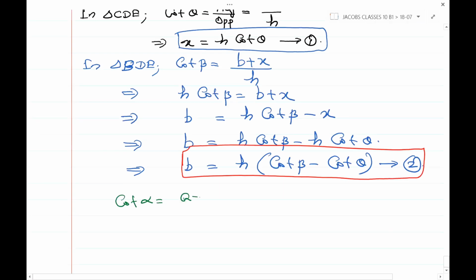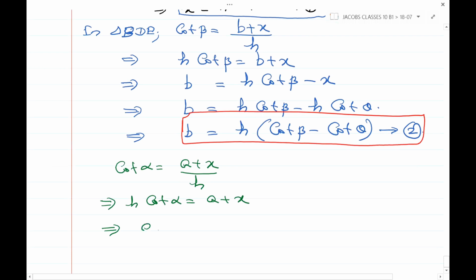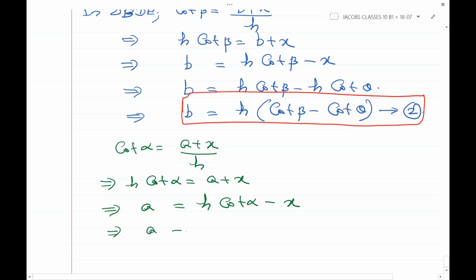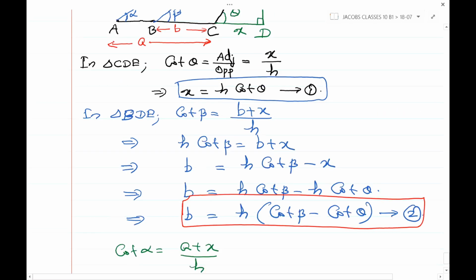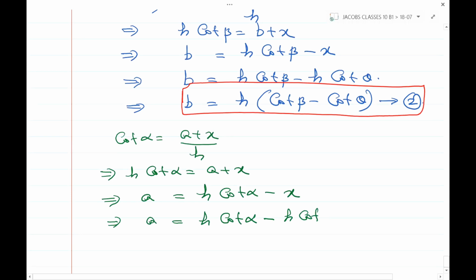Cot is adjacent side by opposite side. So from here, H cot alpha is equal to A plus X. From there, A is equal to H cot alpha minus X, and this X also we will substitute. X is H cot theta. That means A is equal to H into (cot alpha minus cot theta). This is the third equation.